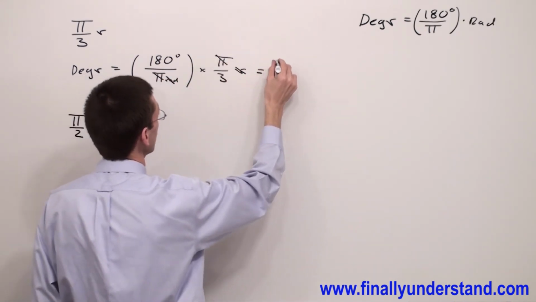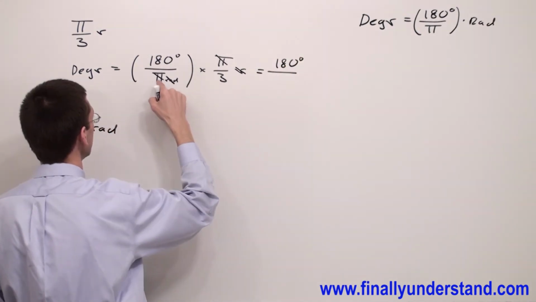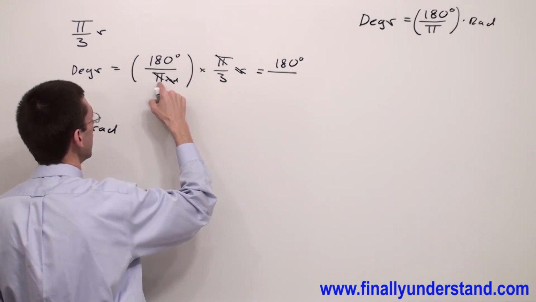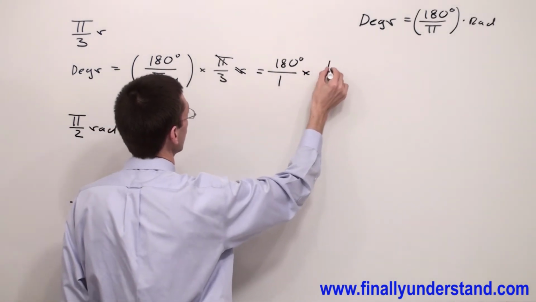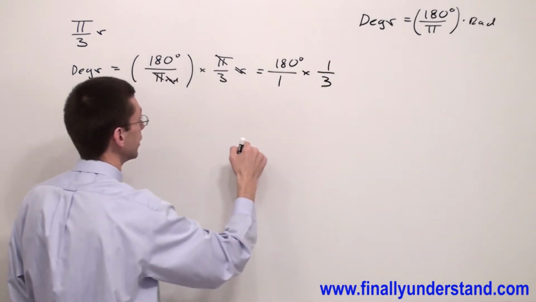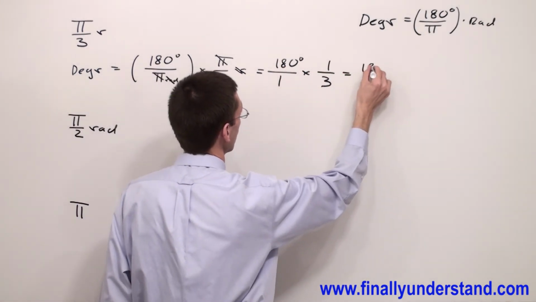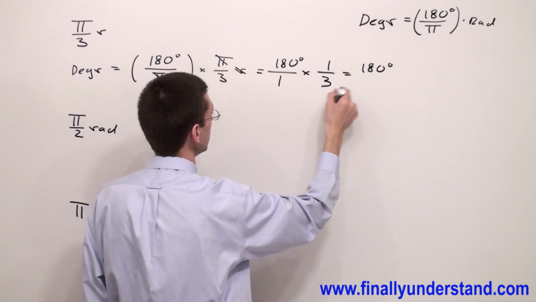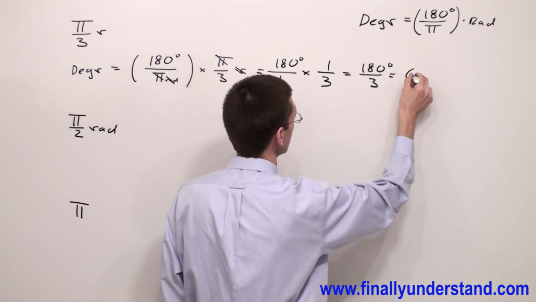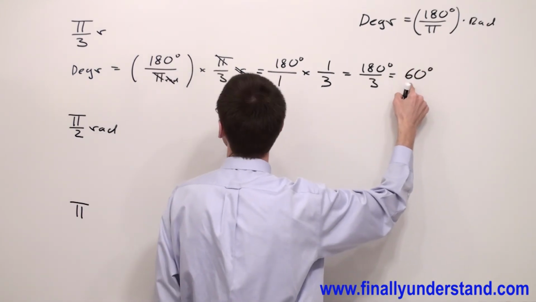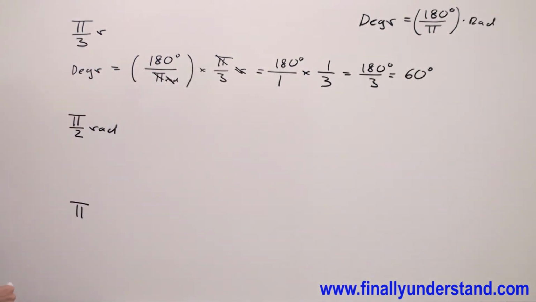That's why I'm going to have 180 degrees over, because I cancel this out, it means that I divided this denominator by pi and this numerator by pi. That's why I will get 1 over here times 1 over 3. Next, I have to perform the multiplication. Numerator times numerator will give me 180 degrees. 1 times 3 is going to give me 3. 180 divided by 3 is 60 degrees. And this is the solution to my problem. 60 degrees is equivalent to pi over 3 radians.